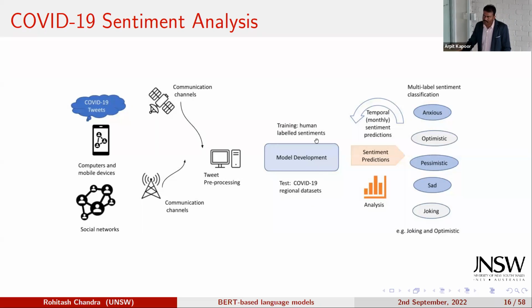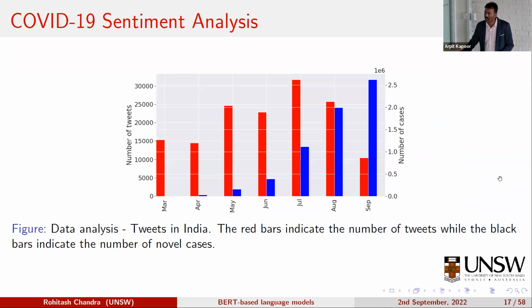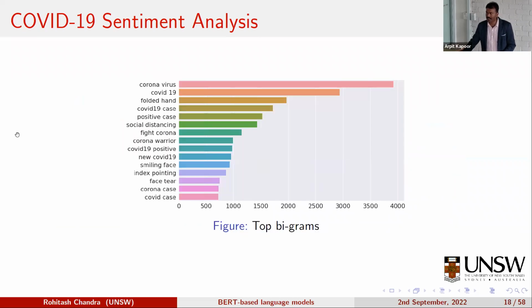In terms of training, we have these human-level sentiments in a COVID-19 dataset called the SenWave dataset. In the SenWave dataset, there were 10 sentiments plus one label called official, labeled by human experts for 10,000 tweets.